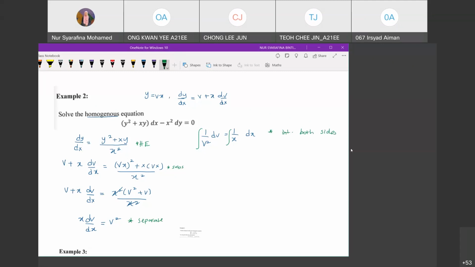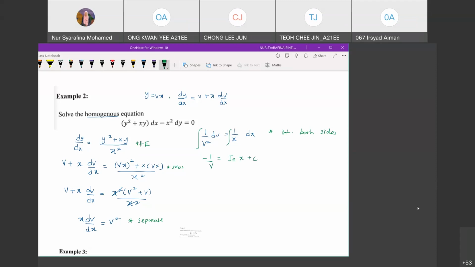Okay. What is the product of integration here? What should you get? Negative 1 over v equals to log x plus c.